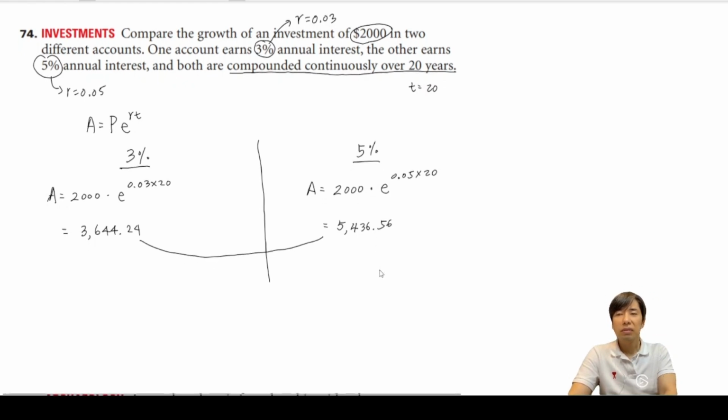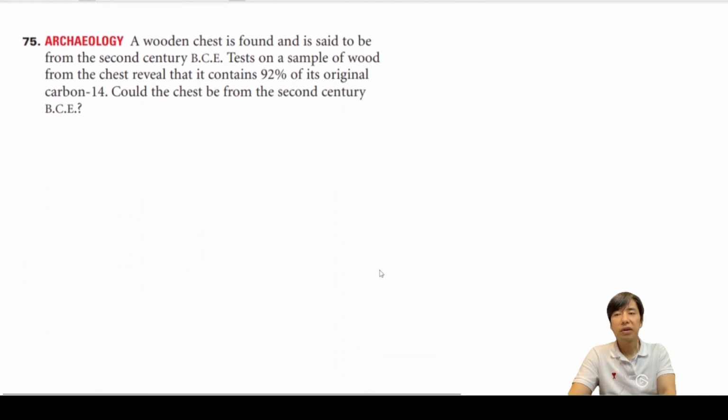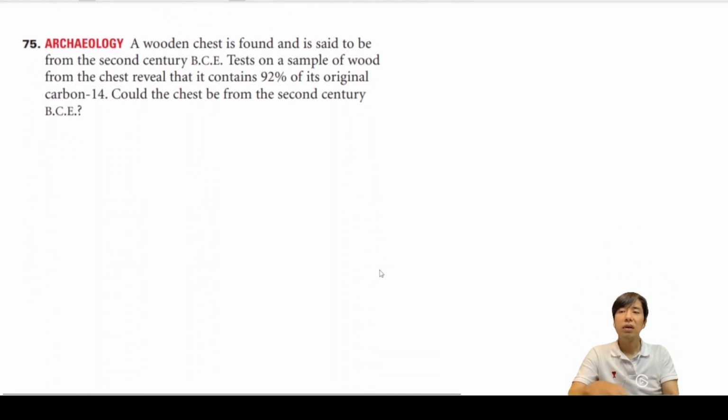All right, next one, archaeology. A wooden chest is found and is said to be from the 2nd century BCE. Tests on a sample of wood from the chest reveal that it contains 92% of its original carbon-14. Could the chest be from the 2nd century BCE?